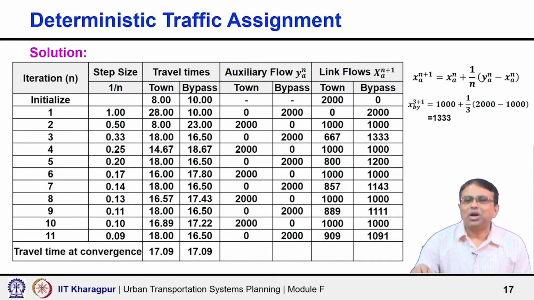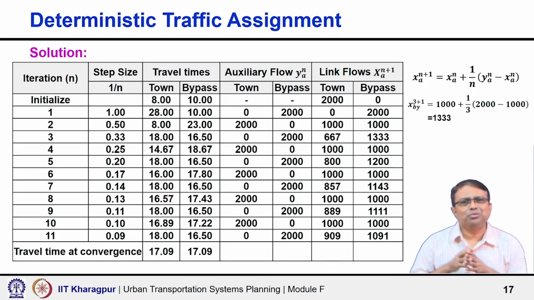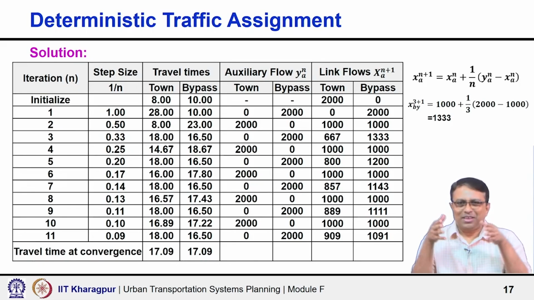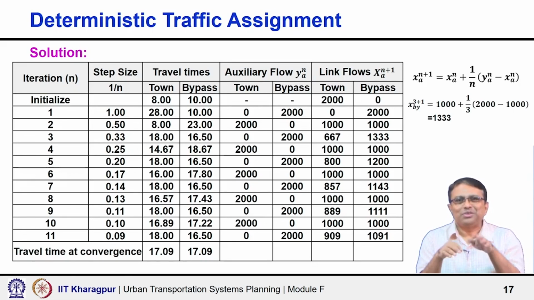And remember that this 1 by n is generally a coefficient which can take any value. You may take even a fixed value rather than making it 1 by n, like 0.1, 0.2, any value between 0 and 1, less than 1, greater than 0. But it is found that the oscillation will reduce when your value becomes stable, both travel times equal. As you are moving towards your solution, the oscillation will reduce.